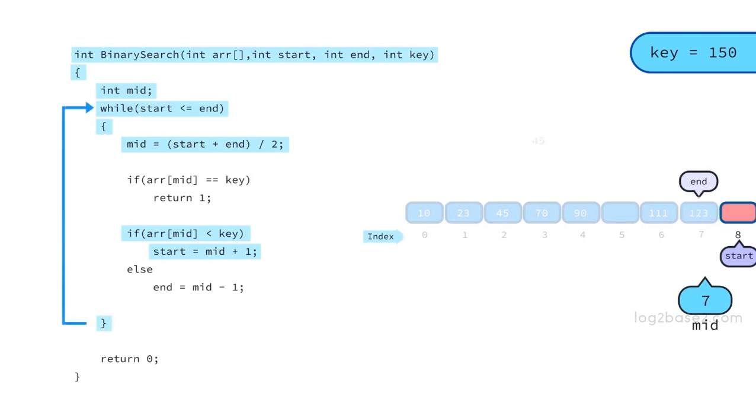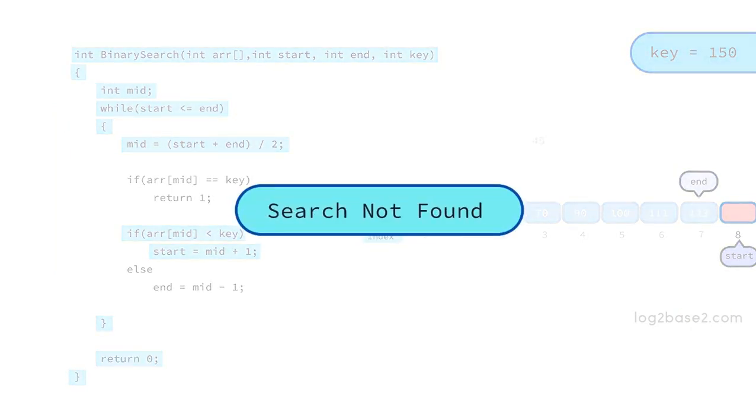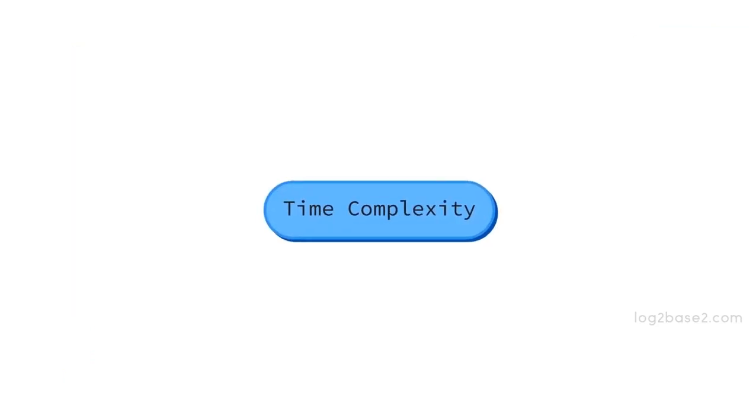Now check the while condition, and 8 is not less than or equal to 7. So the condition fails. It simply means we have completed checking the array, and now there is no chance that the key is present in the array. So control comes out of the while loop and returns 0 as the key is not found. Now let us discuss the time complexity of this operation.